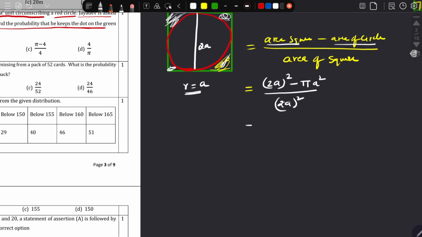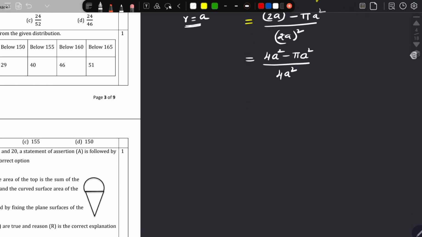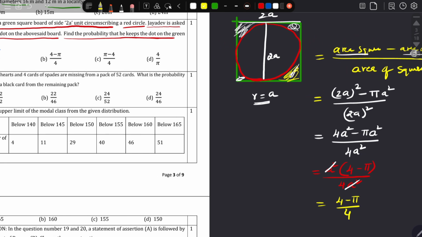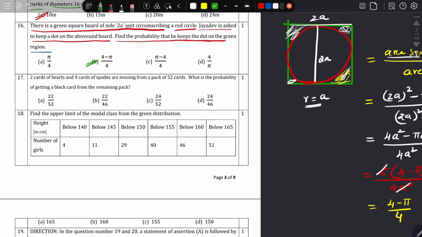So this can be simplified. 2a whole square means 4a square, minus pi a square, in the denominator 4 a square. This is further simplified: in the numerator take a square out, so a square times 4 minus pi, divided by 4a square. So this a square cancels. Finally we get 4 minus pi divided by 4. Which option is satisfied? Option B is the right answer.